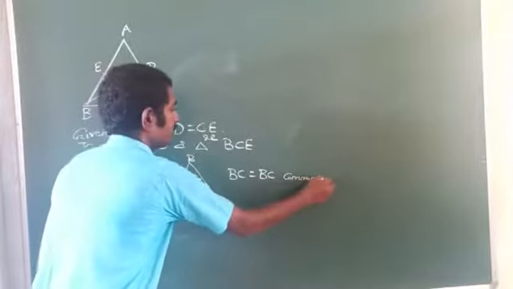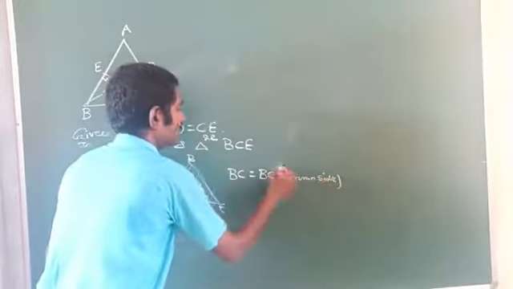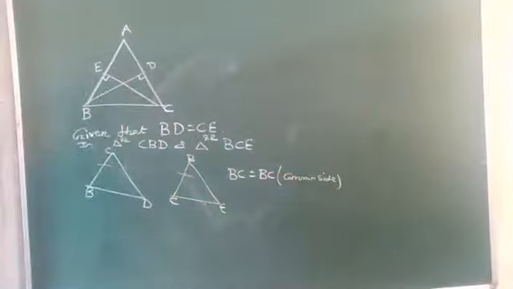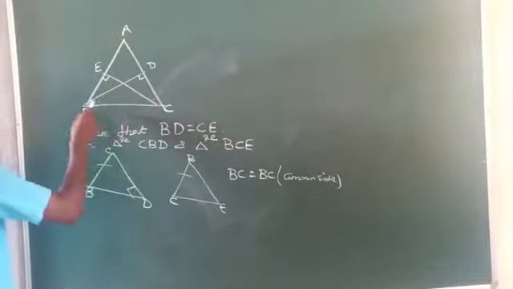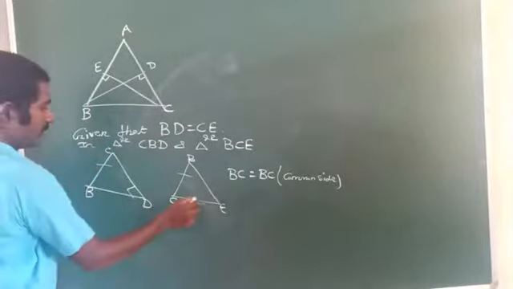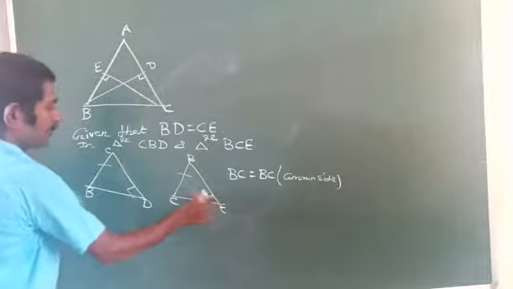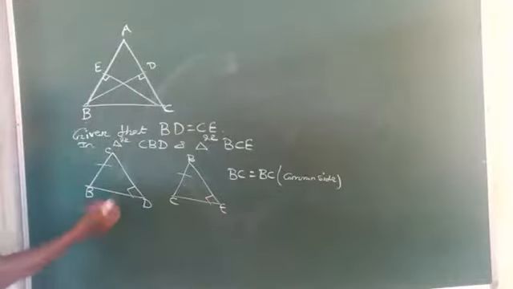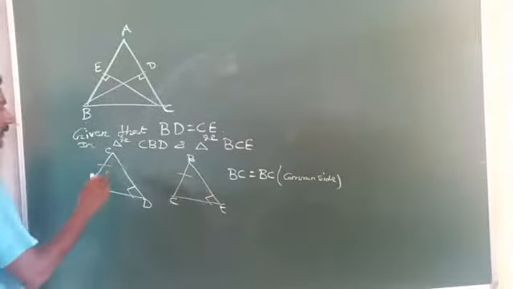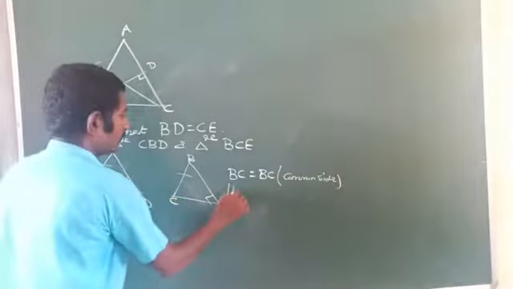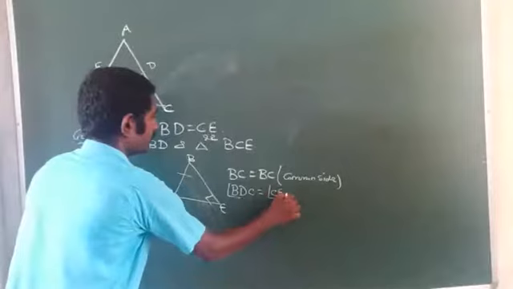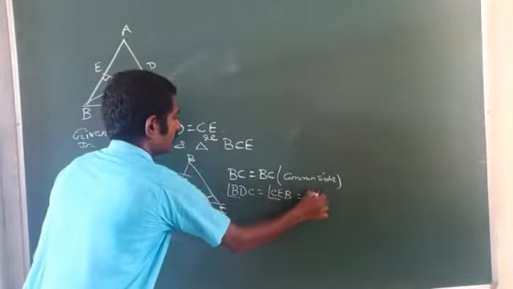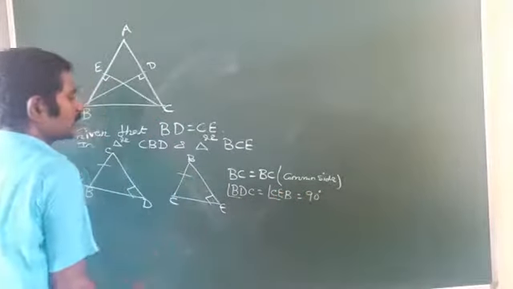Then what is the another part? Here it is given that angle BDC is 90 degrees, then angle CEB is also 90 degrees. It is given. That is, angle BDC equal to angle CEB, 90 degrees each. So these two parts are equal.